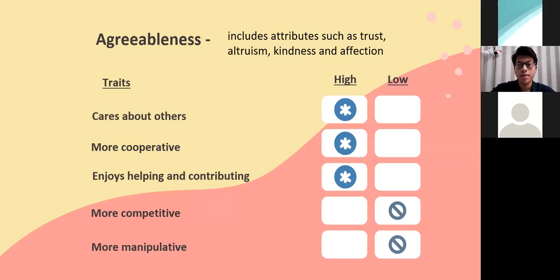So the fourth trait is agreeableness, in which this personality dimension includes attributes such as trust, altruism, kindness, affection, and other pro-social behaviors, which makes them easily likable by others in general. People who are high in agreeableness tend to be more cooperative, enjoy helping and contributing, and care more about others, while those low in this trait tend to be more competitive and sometimes even manipulative. Okay, next.